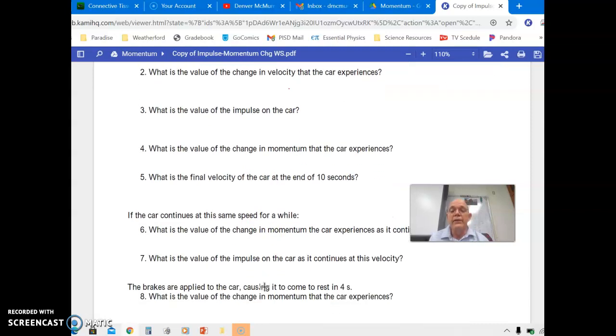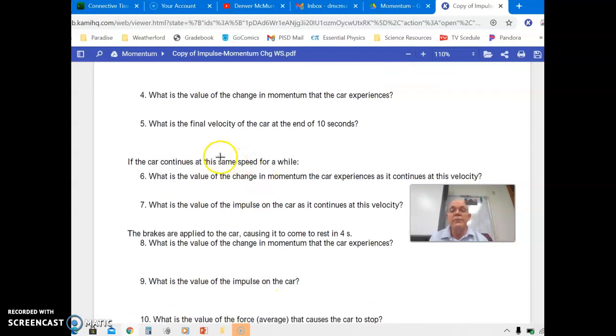Now, it says if the car continues at the same speed. Okay, so key thing right here, it is going at the same speed. That would be a constant velocity. We're going to assume it's a constant direction as well. So same speed or constant velocity. Okay, now it's going to ask you a couple questions. Think about it. This is the same. That's very important.